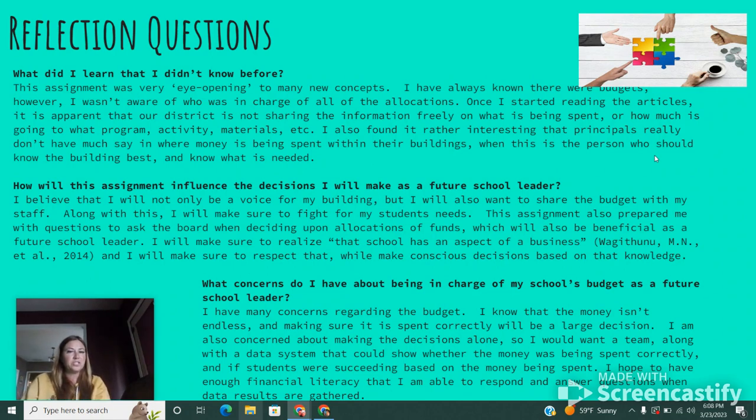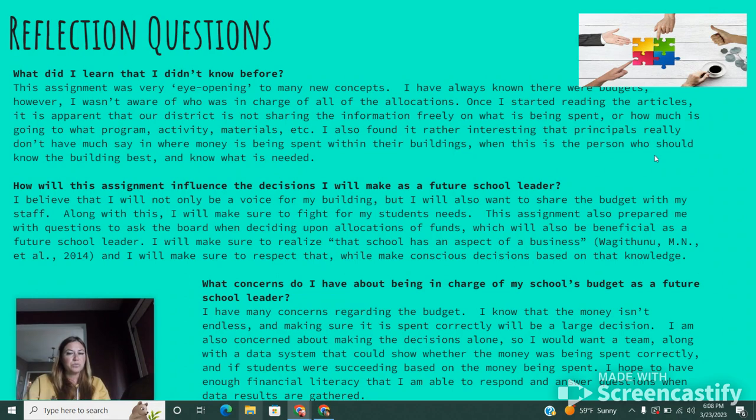How will this assignment influence the decisions I will make as a future school leader? I believe that I will not only be a voice for my building, but I'll also want to share the budget with my staff. I'll make sure that they do know and have seen the budget. Even if they don't pay attention to it, they can at least have access to it. Along with this, I'll make sure to fight for my students' needs. This assignment also prepared me with questions to ask the board when deciding upon allocations of funds, which will also be beneficial as a future school leader. I will make sure to realize that school has an aspect of a business, and I will respect that while making conscious decisions based on that knowledge.